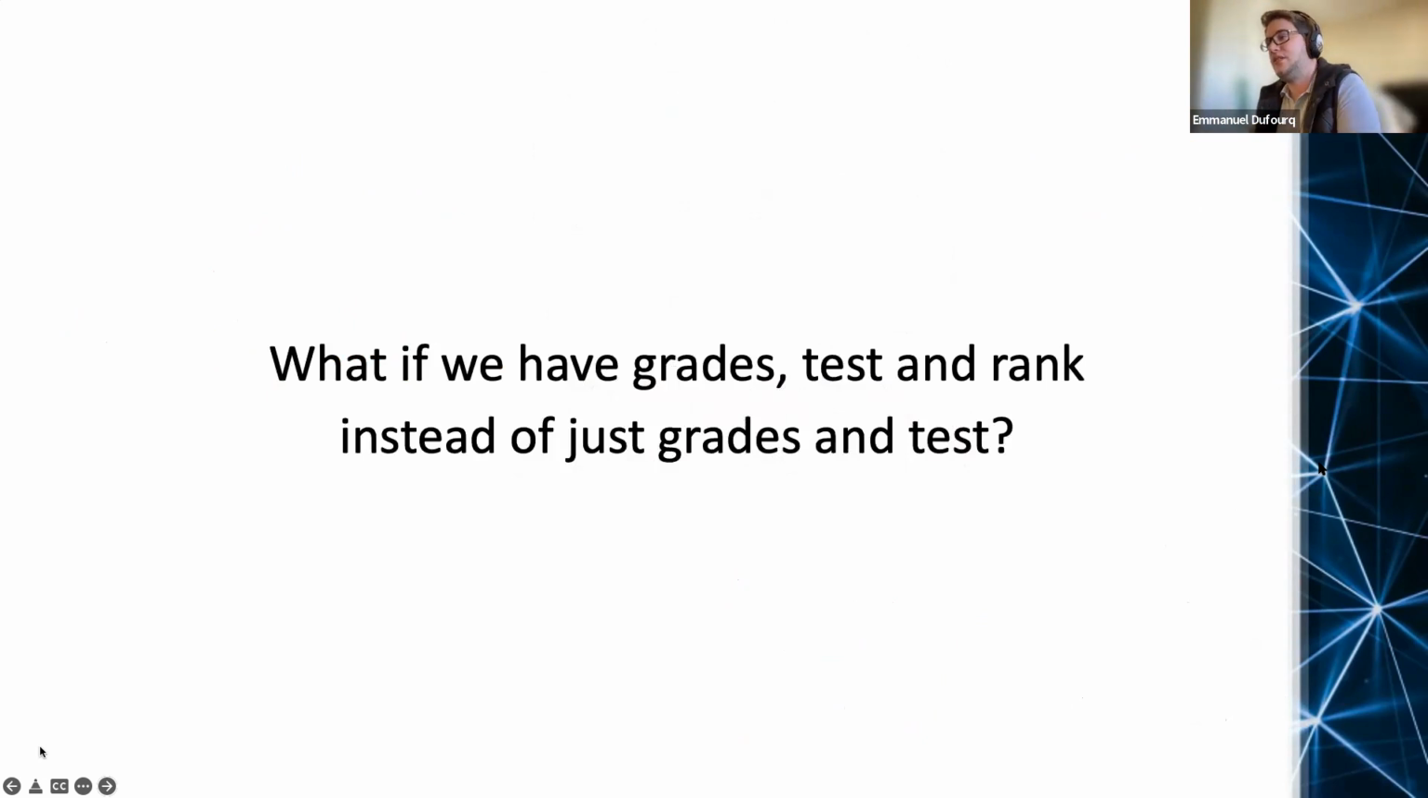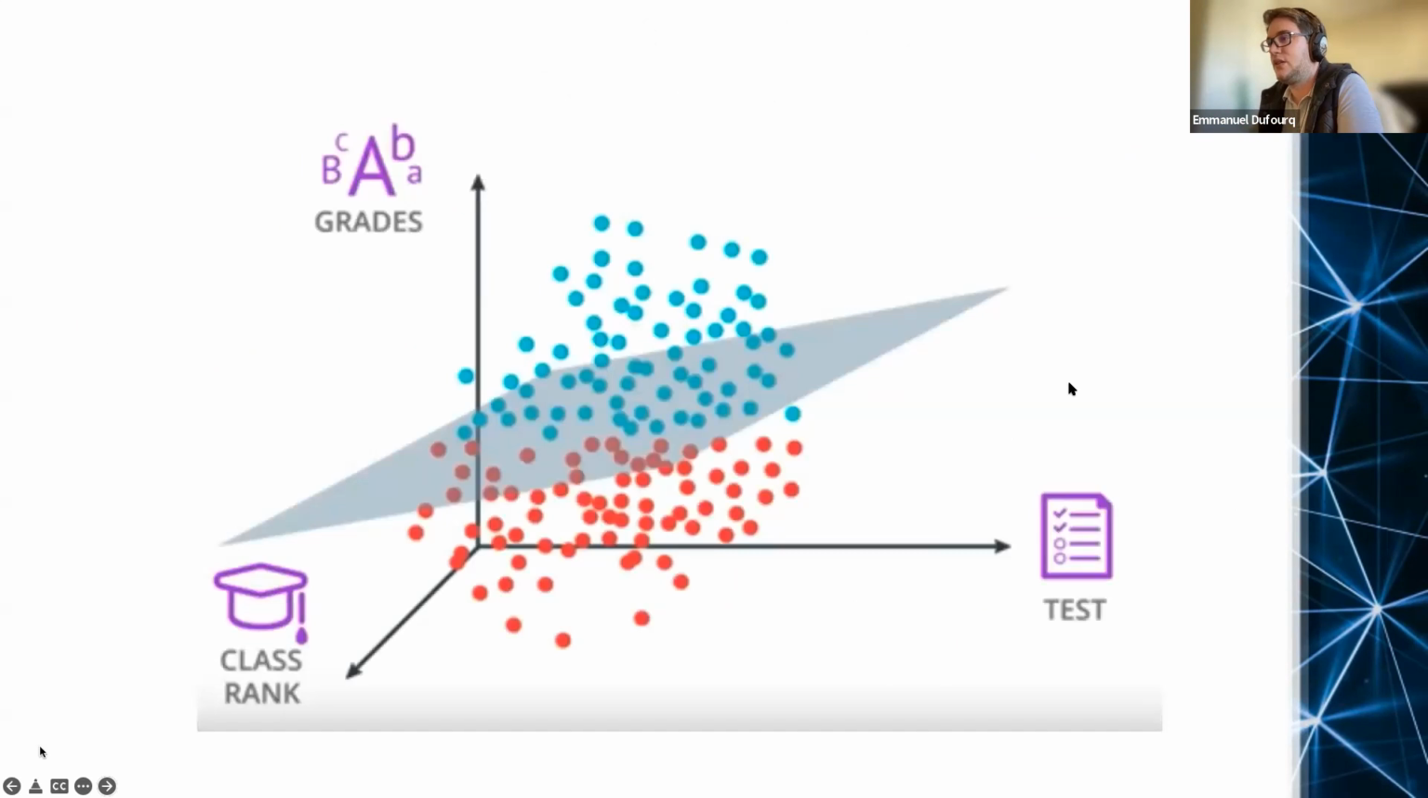But what if instead of just having grades and tests, we had an additional feature like the rank of the student? So now the data would look like this, where we have the grades, the class rank, and the test rank. And now we don't have a line anymore, we have a hyperplane. And this is our hyperplane to separate the blue circles and the red circles where we accept or reject a student.